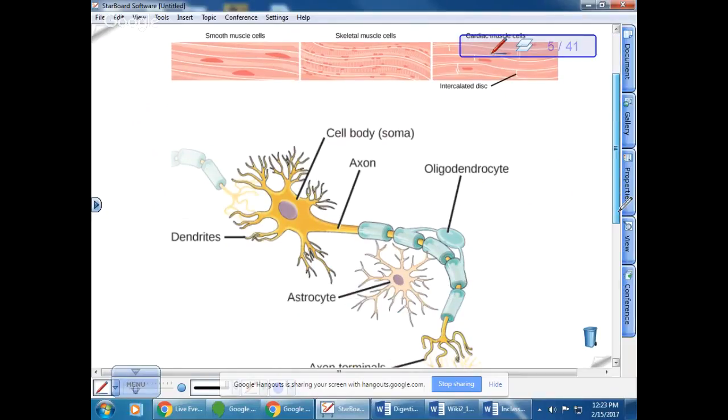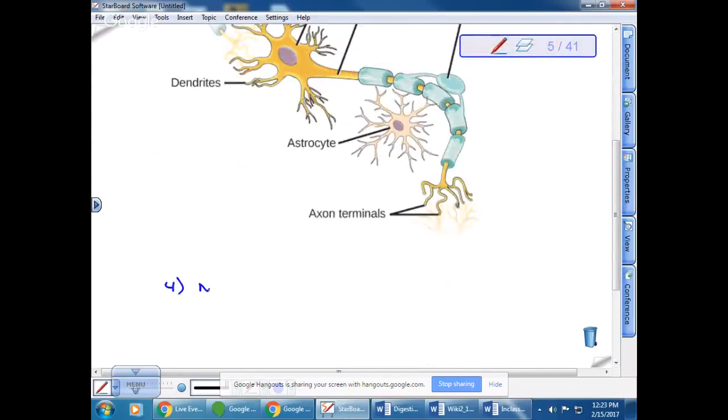Okay. So the last type of tissue is called nervous tissue. And it is composed of neurons, which are specialized cells that produce neurotransmitters.